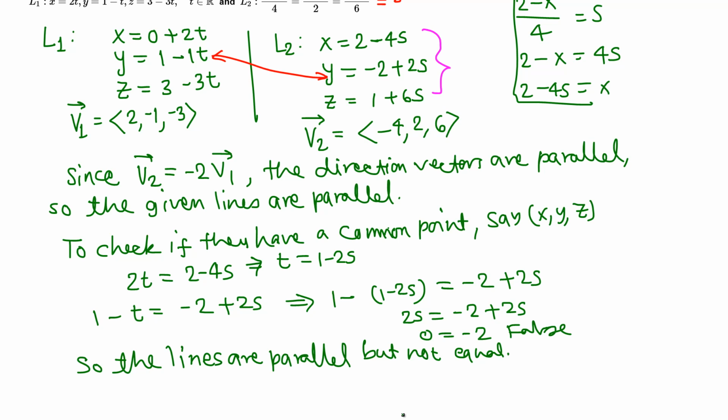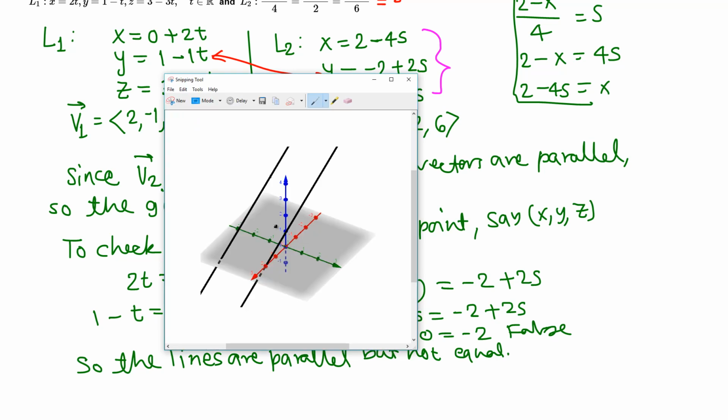Okay, I graphed these two lines using GeoGebra software, and it was like this. Let me show you the lines. They are parallel, they are not the same. Yeah, here is the case. These are the two lines, and they are not the same, but we don't know how to graph by hand. Okay, final.